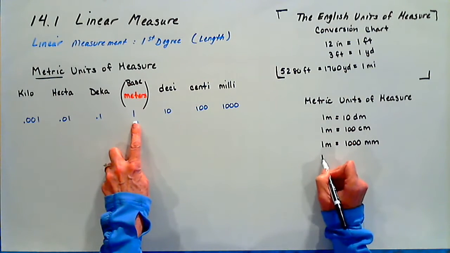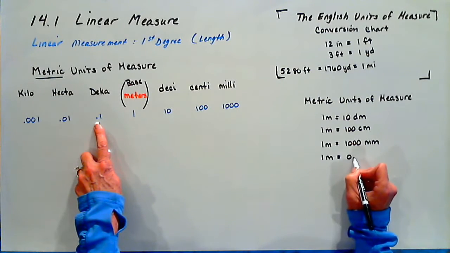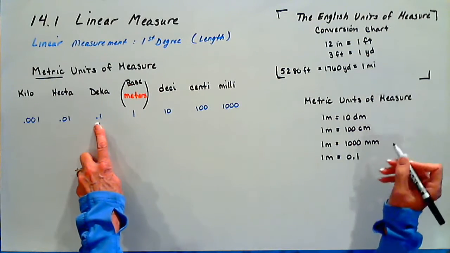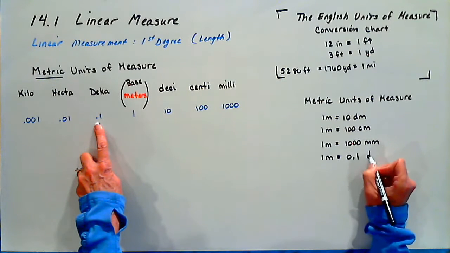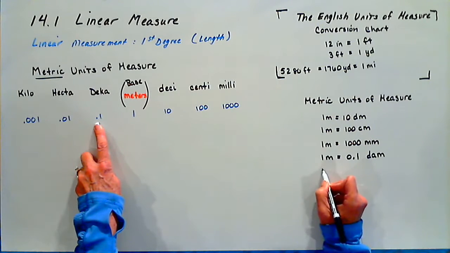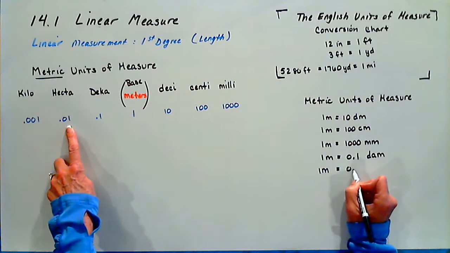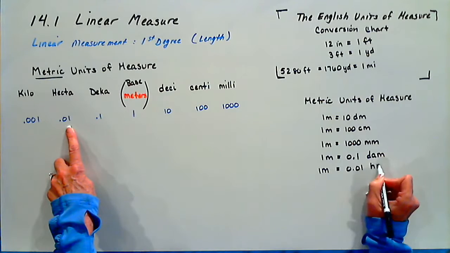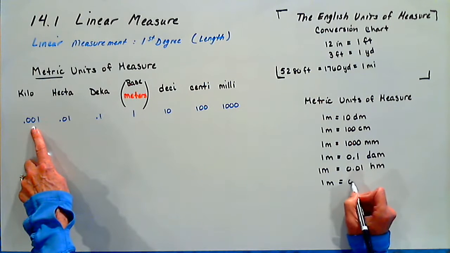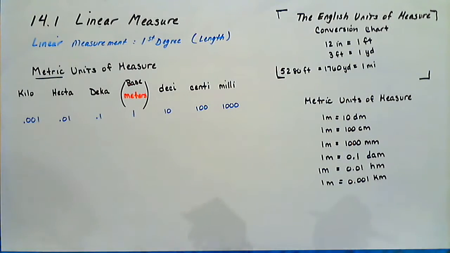Similarly, 1 meter, if I go 1 to the left, is the same as 0.1 decameter. Now, I don't want to use a D again because that could be confusing. So sometimes I use a capital D, or sometimes I use a DA to represent decameter. 1 meter, if I go 2 to the left, is the same as 0.01 hectometers, and 1 meter, if I go 3 to the left, is the same as 1/1000th kilometer.